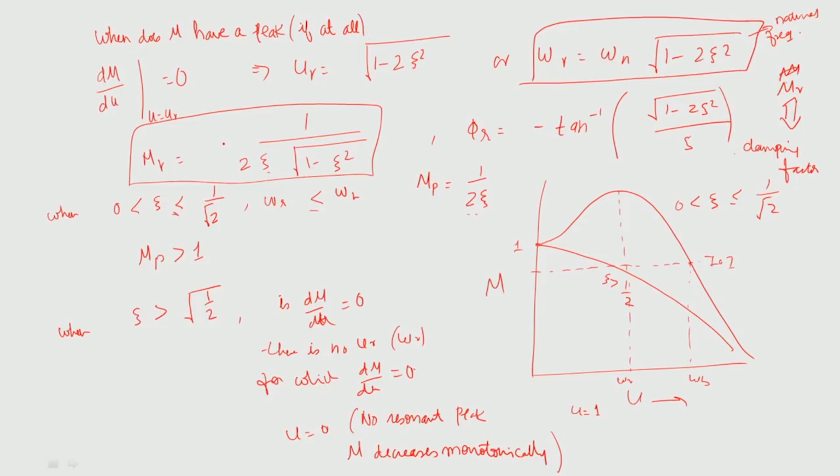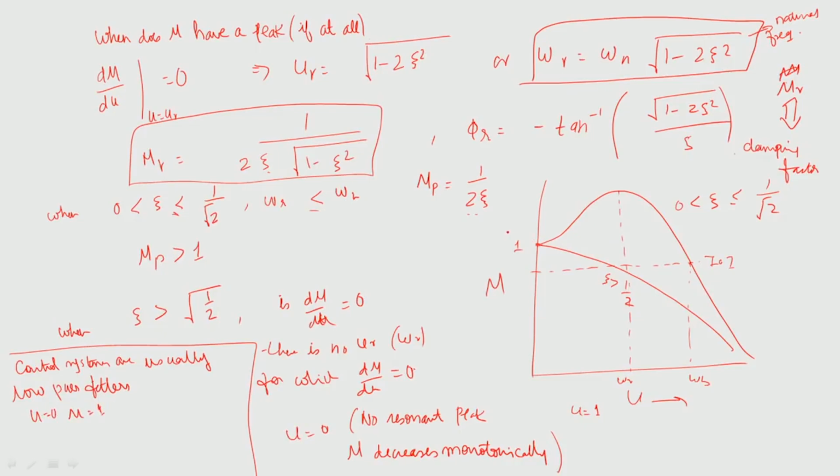Okay. One more observation is that, just write down here, control systems are usually low pass filters. You see right here, when u equal to 0, M equal to 1 all the time.